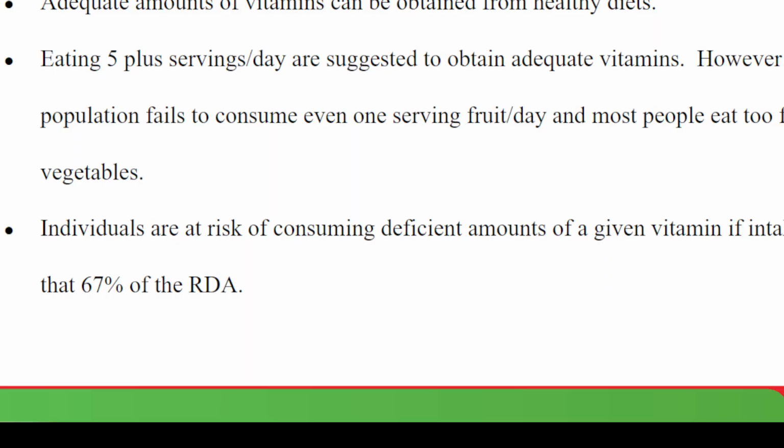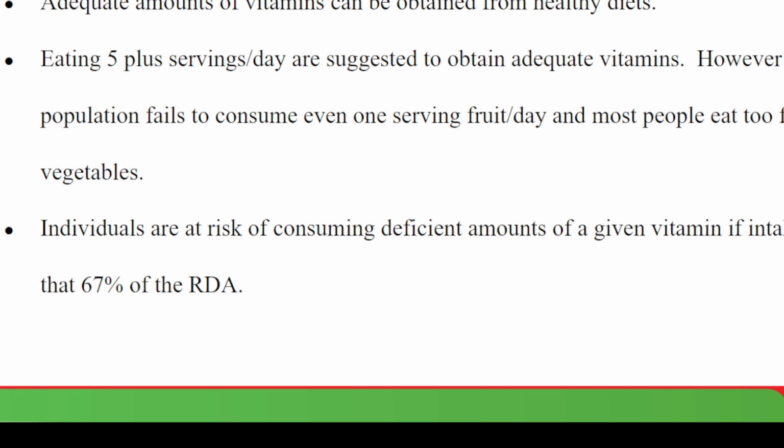Now let's say why should you take some vitamin rich foods. So one is that you need adequate amounts of vitamins. Adequate amount of vitamins can be obtained from your diet, by the way. So that could be one of the reasons you need to take in those rich foods. And then eating 5+ servings per day are suggested to obtain adequate vitamins. If you eat like up to 5 servings of those vitamins, then you definitely have reached your adequate.